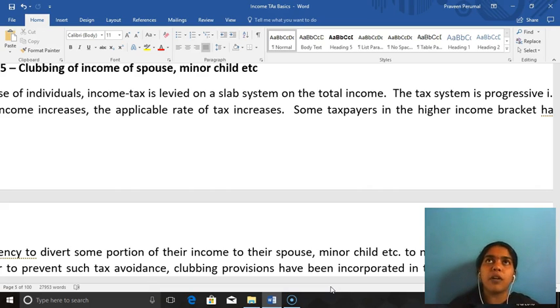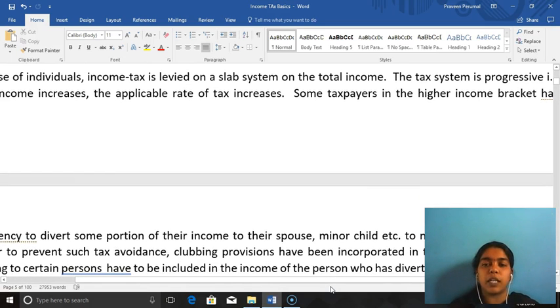So income tax is called progressive taxation. What is the meaning of progressive taxation? It means as and when the income is increasing, the tax is also increasing. As and when the income is decreasing, the tax is also decreasing. The government wants to tax more from the rich people, and less from the middle class and lower middle class people. That is why the income tax system is progressive in nature. More taxes from people with more income, less taxes from people with less income. So income tax is levied on a slab system on the total income.